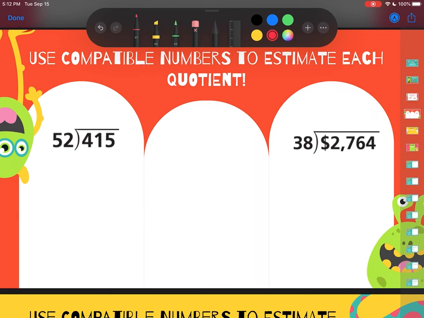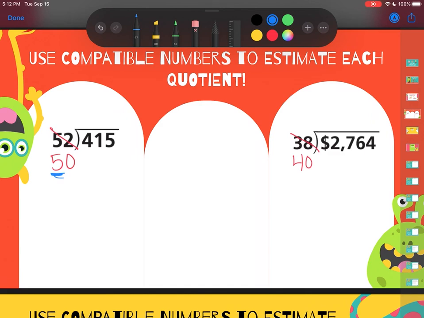So if I've got 52, that 52 is going to round down to 50, right? That 52 is closer to 50 than it is to 60. And this 38 is going to round up to 40, because 38 is closer to 40 than it is to 30. And so now those are what I'm going to be using for my compatible numbers. So now I'm going to pay attention to my number that isn't 0. So that would be 5. 5 is what I'm thinking about for my compatible numbers.